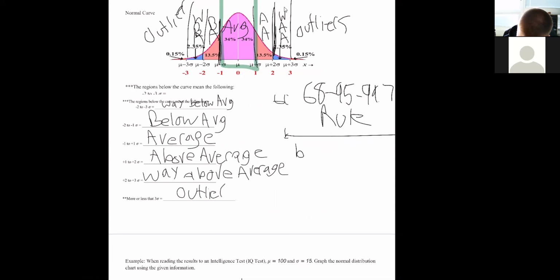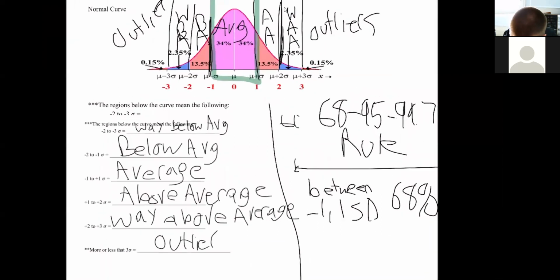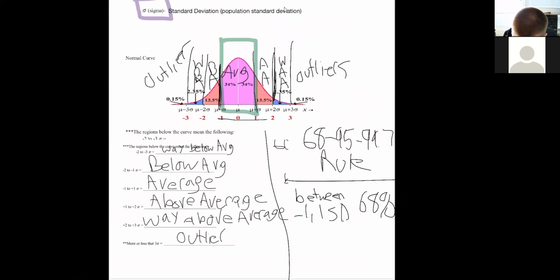If you're between -1 and 1 standard deviation, I'm just going to abbreviate standard deviation SD, that's going to have 68% of your data. If you look at this curve between -1 and 1 standard deviation, 34 and 34, that would be 68% of your data. So most of your data is going to be between 1 standard deviation on both sides.